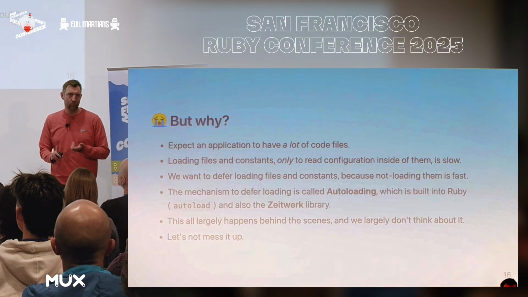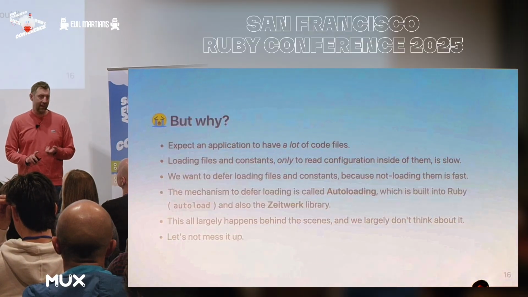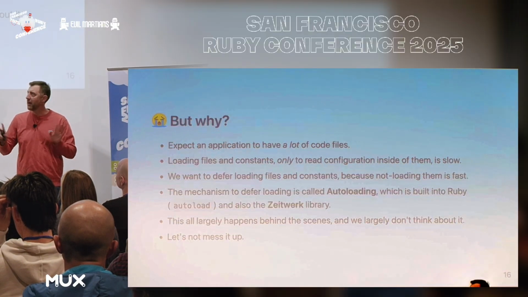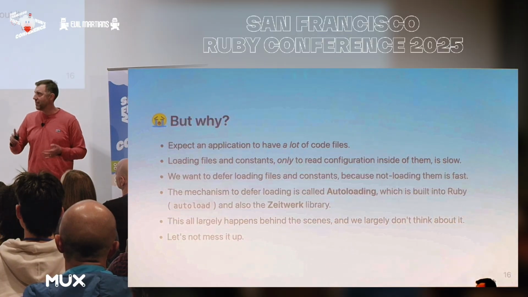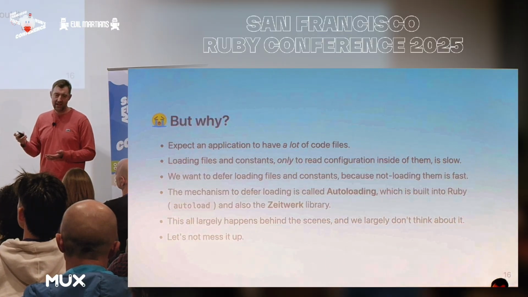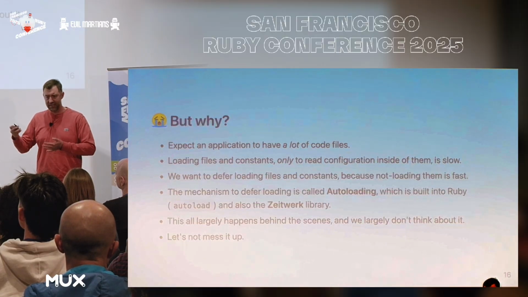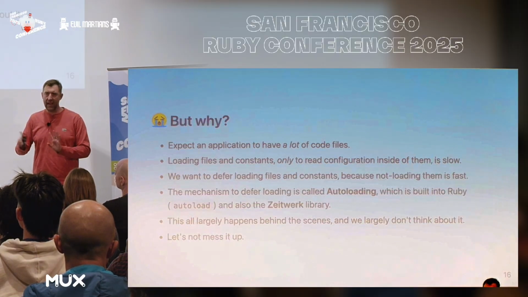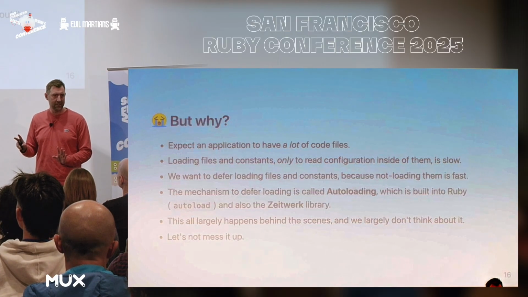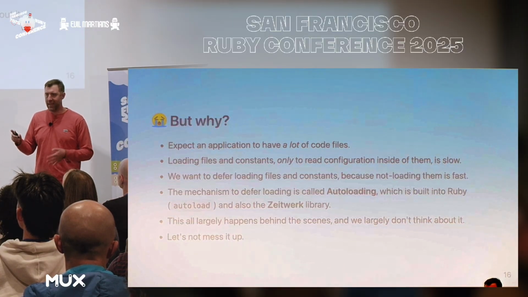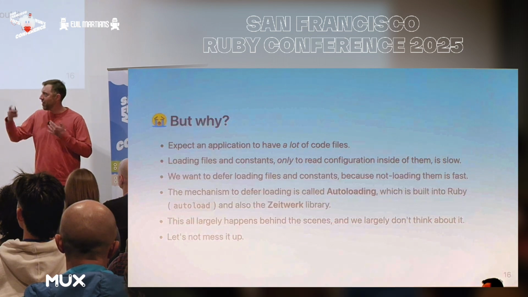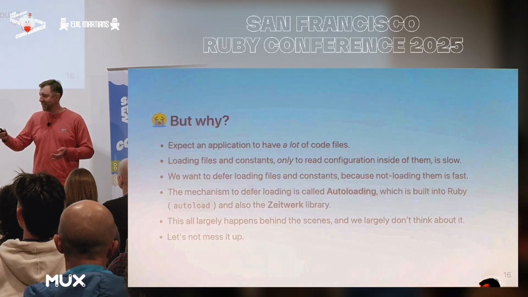Like this in Ruby is called auto-loading, and you may have heard of Zeitwerk. This is not going to be a Zeitwerk talk, but Zeitwerk is a great library, and it also helps with auto-loading. In Ruby on Rails especially, all of this happens behind the scenes if you follow Rails conventions, and you probably aren't really thinking about it. And so this talk is about not messing all of that up.